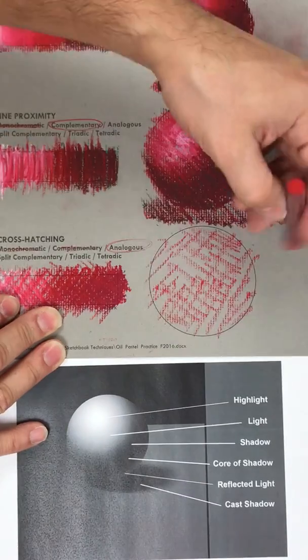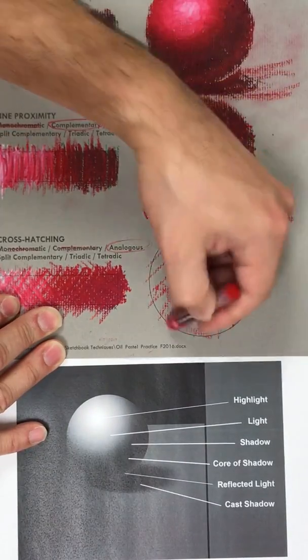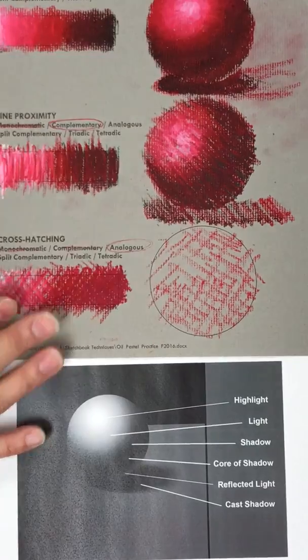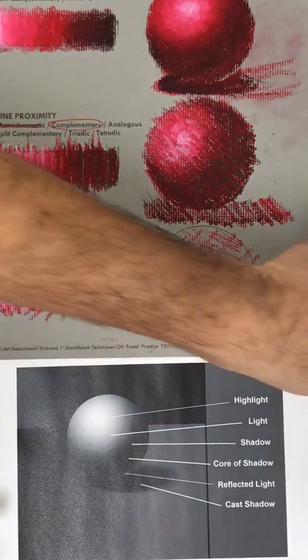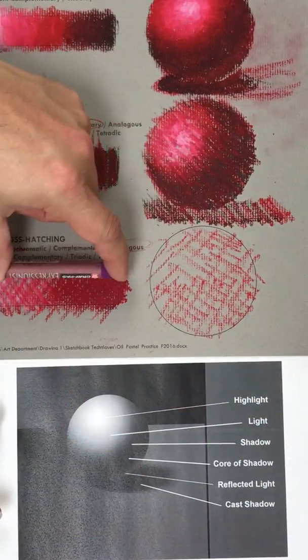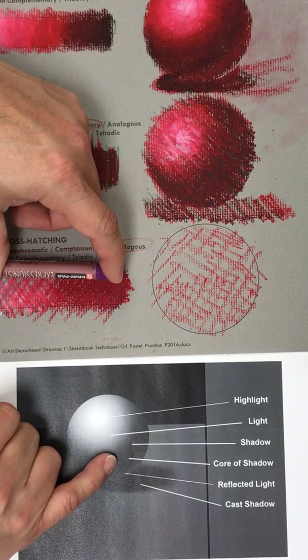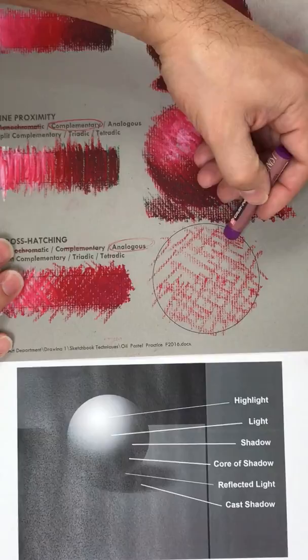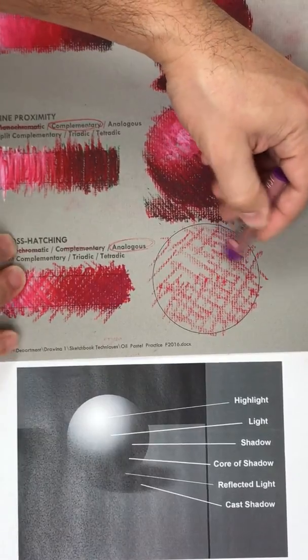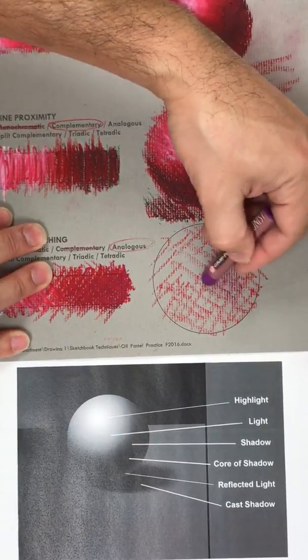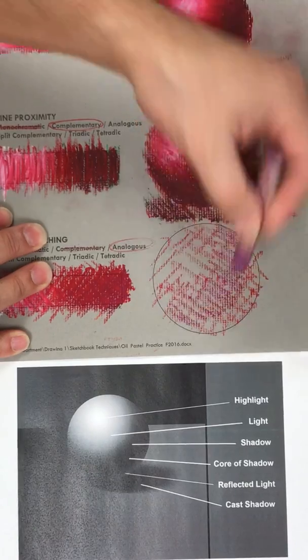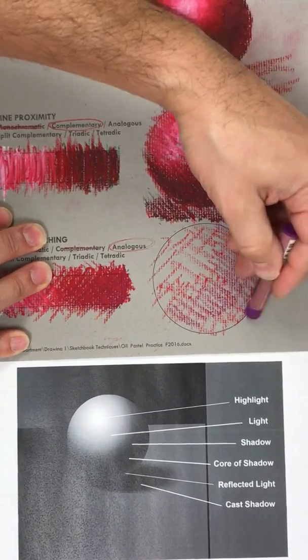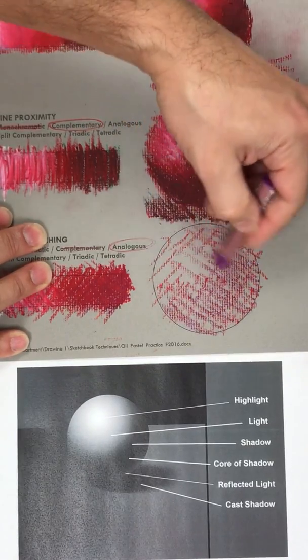You'll notice that I'm a little bit less methodical in terms of my lines being together, but I'm covering up this area as much as I can. Then I'm going to come into my main dark value, which is going to be the core of the shadow, using my violet. Again, this one's very similar in terms of the line proximity and how I start this.